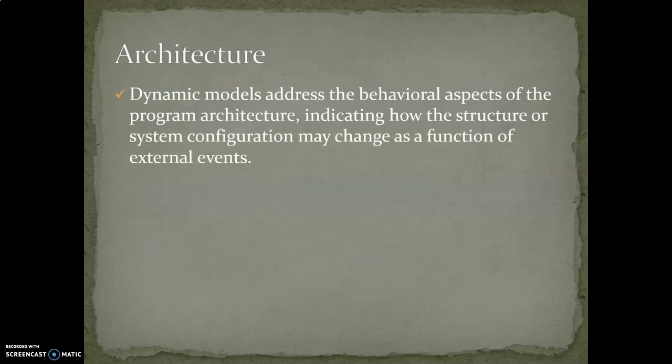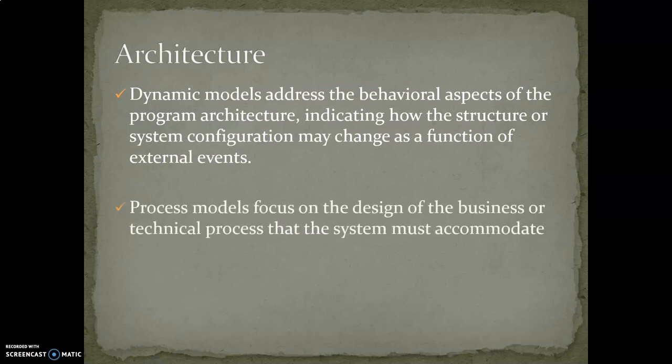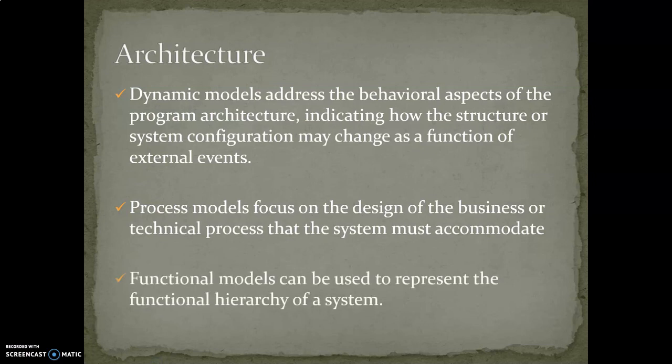Then we have the dynamic models that address the behavioral aspects of the program architecture, indicating how the structure or system configuration may change as a function of external events. Then we have process models, which focus on the design of the business or technical process that the system must accommodate. And we have functional models, which can be used to represent the functional hierarchy of a system. So we can use specified models regarding the architecture when we know all the properties. And when we know all the properties and all the models, then we can use specific languages related to designing the system.